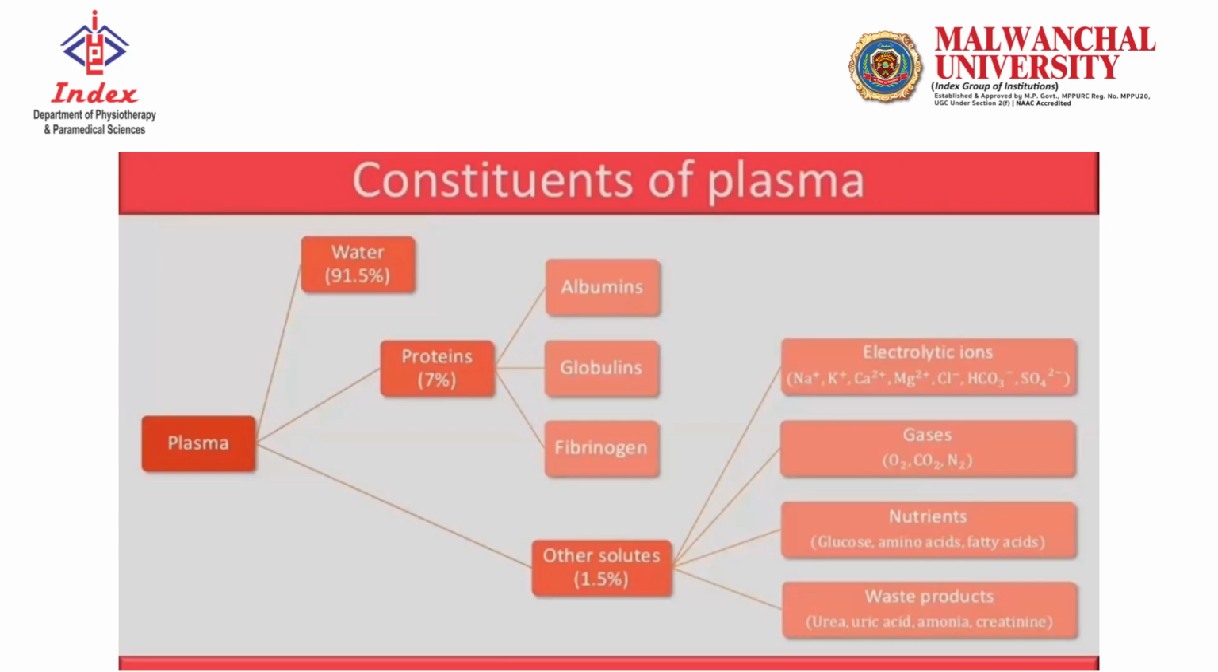Gases. Now we'll discuss gases present in the plasma: O2, CO2, and N2, that is oxygen, carbon dioxide, and nitrogen. Now we'll discuss nutrients present in the plasma: glucose, amino acids, fatty acids, etc. And some waste products are present in the plasma: urea, uric acid, ammonia, creatine, etc.